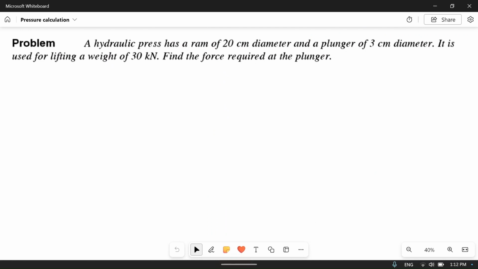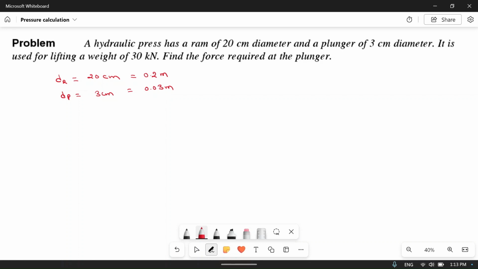So let's move to the second problem. The hydraulic press has a ram of 20 cm diameter. So the diameter of the ram is 20 cm, which will be equal to 0.2 meter, and the diameter of the plunger is 3 centimeter, which will be equal to 0.03 meter, because 1 meter is equal to 100 centimeter.